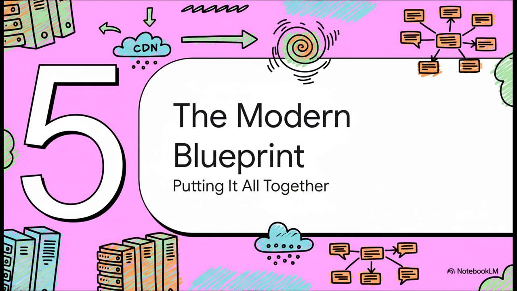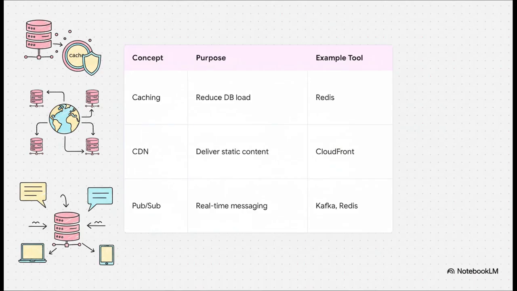These concepts, caching, CDNs, reverse proxies, pub sub, they're not used in a vacuum. They are the essential Lego bricks that combine to form the blueprint of pretty much every large-scale modern application out there today. So here's a real quick recap. Caching with tools like Redis is all about taking the load off your database. A CDN, like CloudFront or Cloudflare, is for getting your static content to users faster, all over the world. And pub sub, using systems like Kafka or even Redis, is for that real-time, event-driven communication. Each one solves a very specific scaling problem.